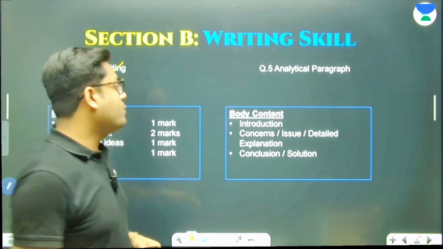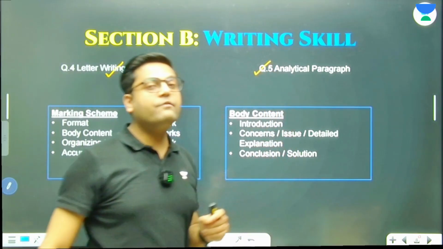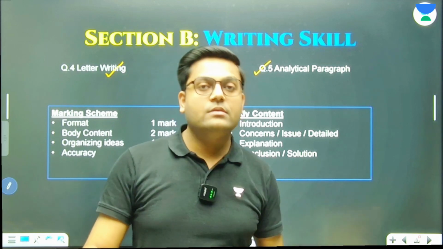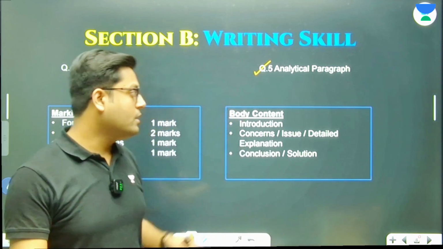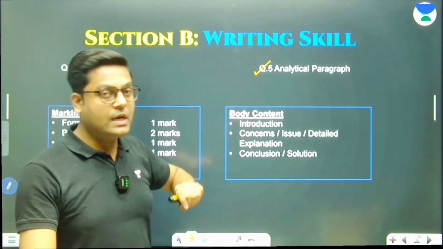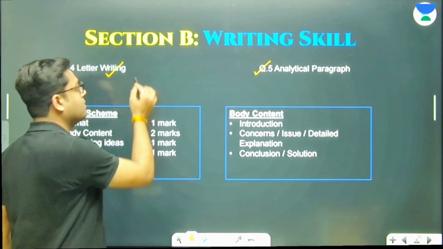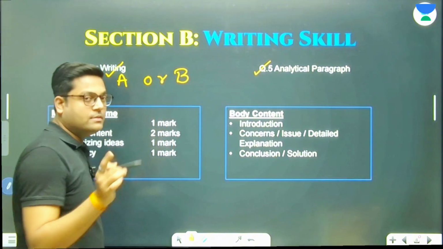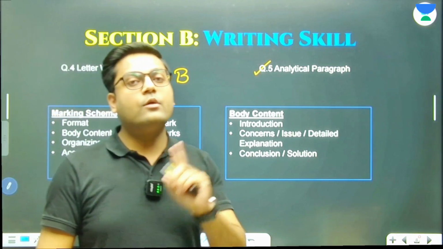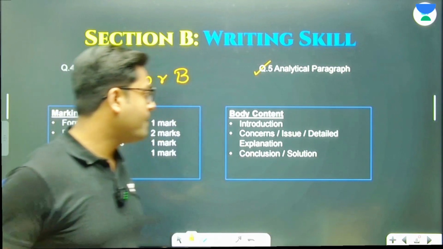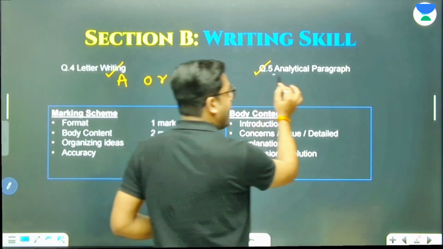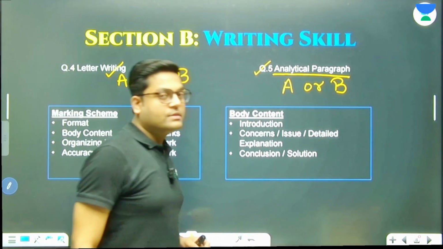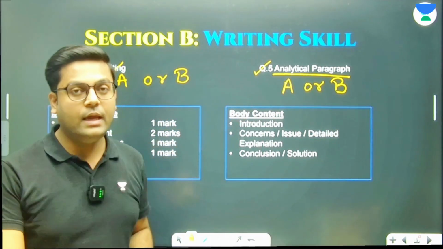And in the second part, we have analytical paragraph in which you have been given some data, some facts such as a pie chart, a graph, a bar graph, and so on, and according to which you would have to answer. Now, each question has two options in it, A or B. That means there will be two letters out of which you need to attempt only one letter. In the second one as well, in the analytical paragraph, again you have been given two options out of which you need to attempt only one.